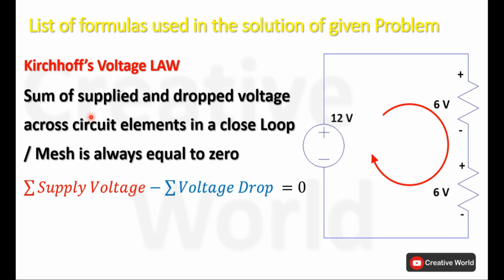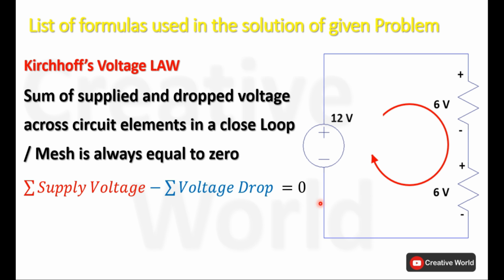While solving this problem, we will be using Kirchhoff's voltage law. This law states that the sum of supplied and dropped voltage across circuit elements in a closed loop is always equal to 0. According to this law, the cumulative supply and drop voltage in a closed loop circuit is always 0. The basic equation for Kirchhoff's voltage law is the summation of all supply voltages minus the summation of all drop voltages in a closed loop, which will be equal to 0.